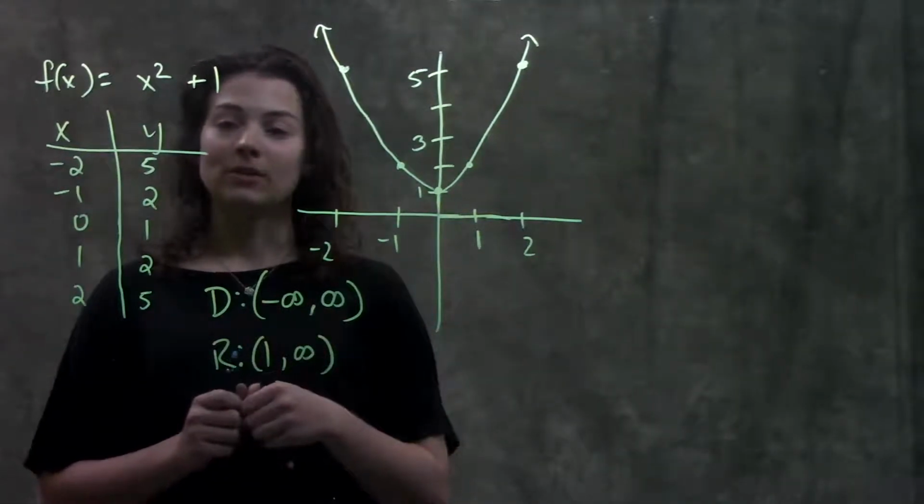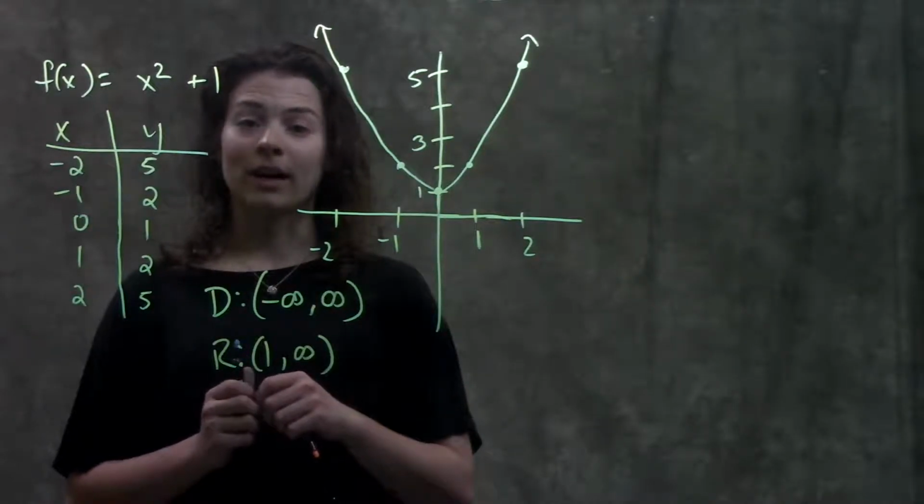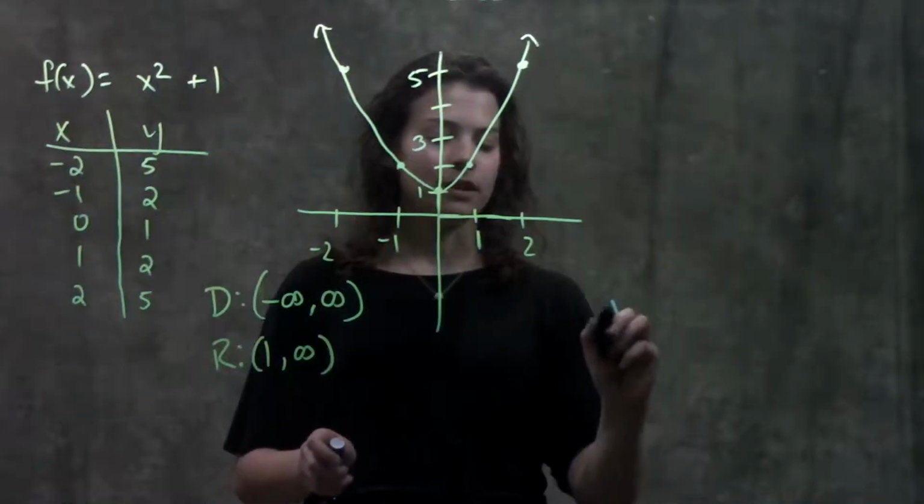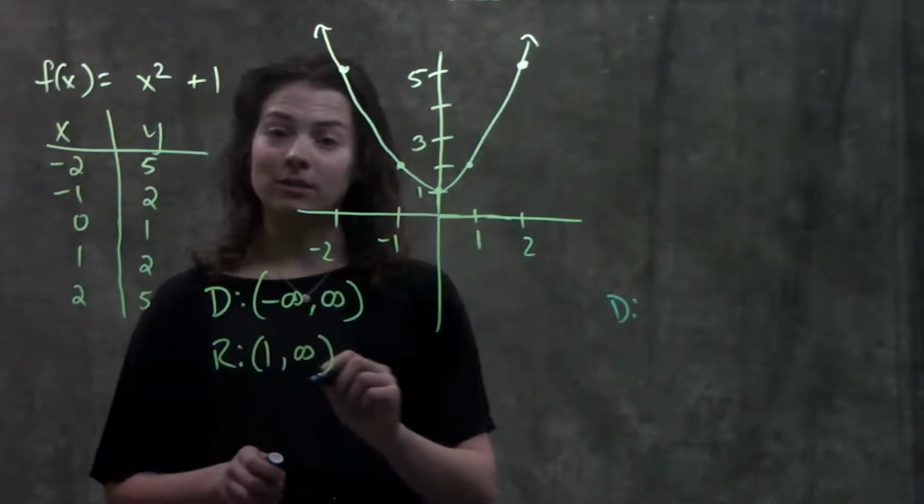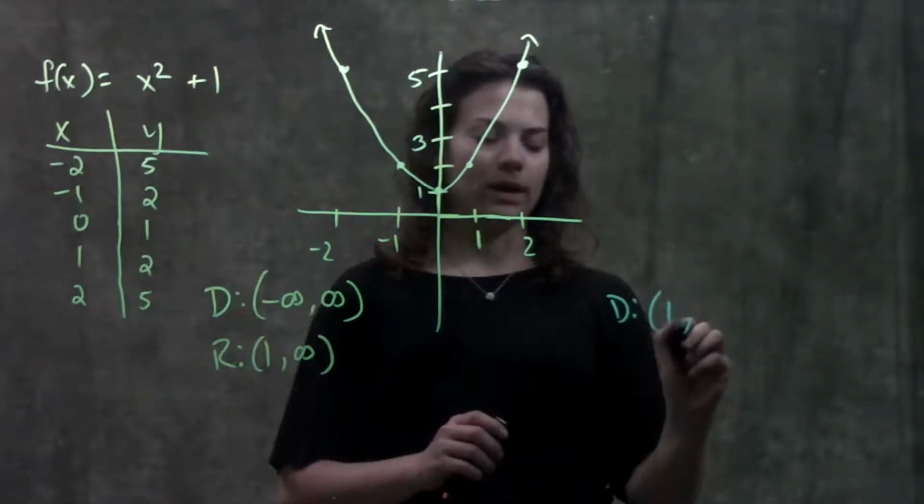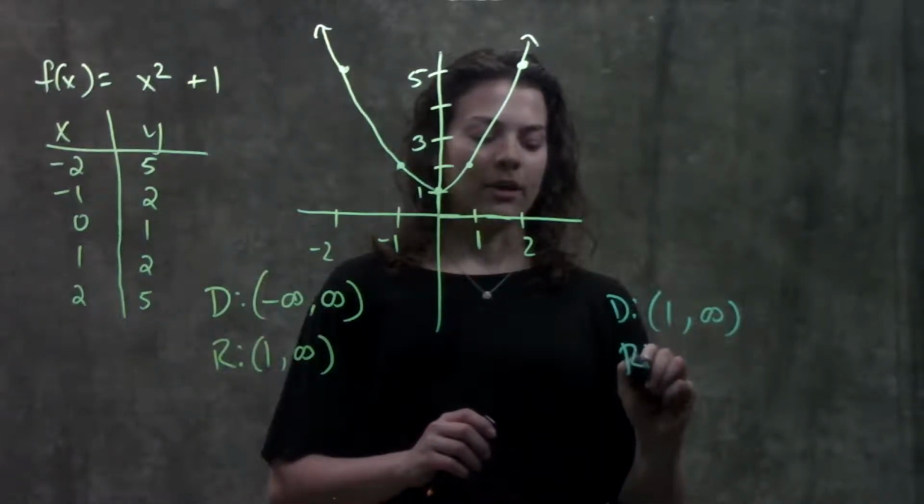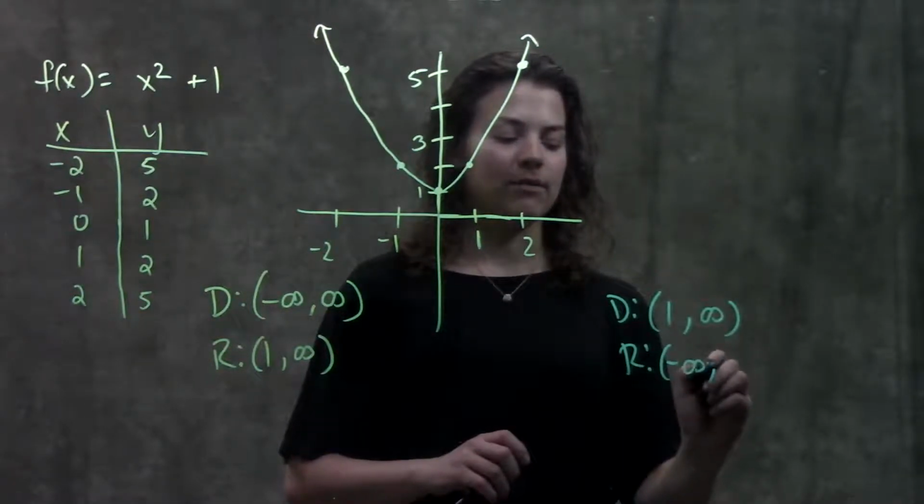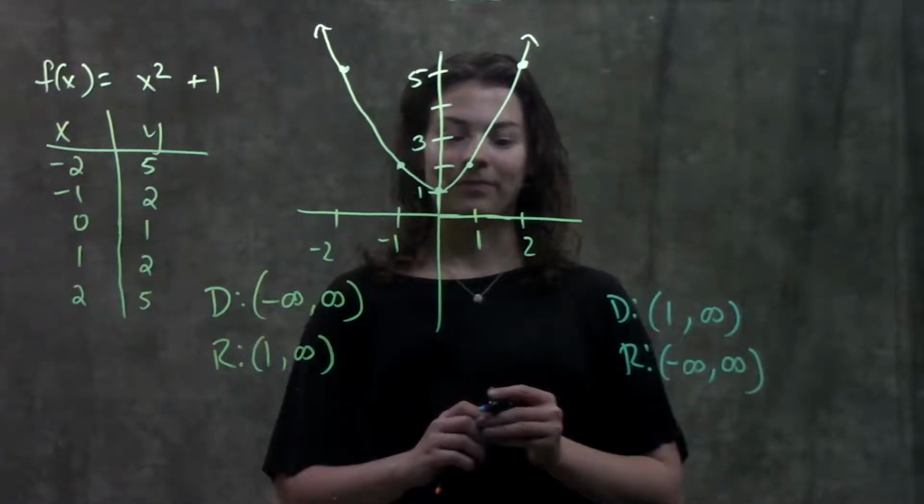And this relates to our inverse function because remember, for our inverse function, we just flip the domain and range. So for our inverse, our domain becomes what our range used to be. So our new domain is from 1 to positive infinity. And our range is what our domain used to be. So our range is from negative infinity to positive infinity.